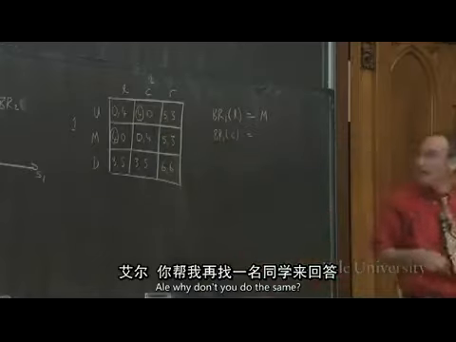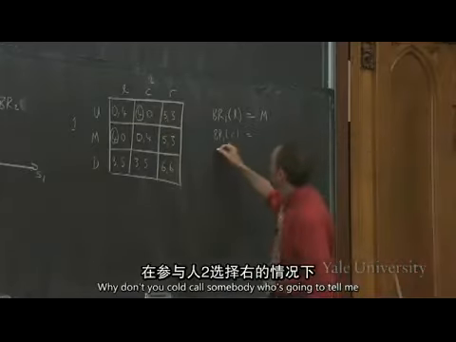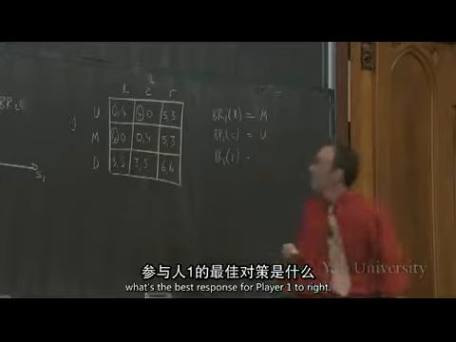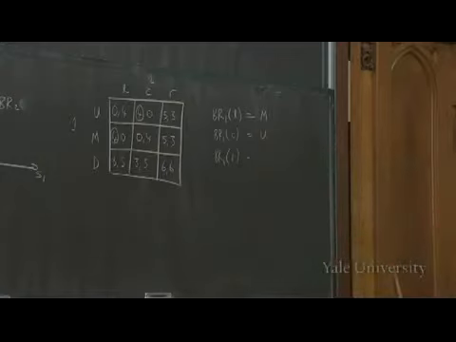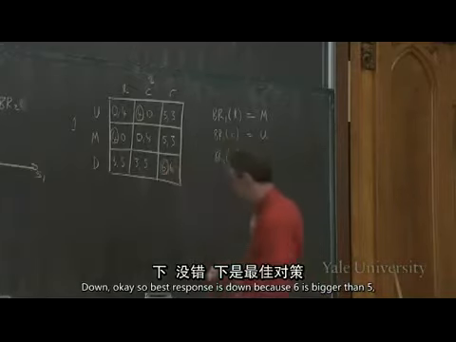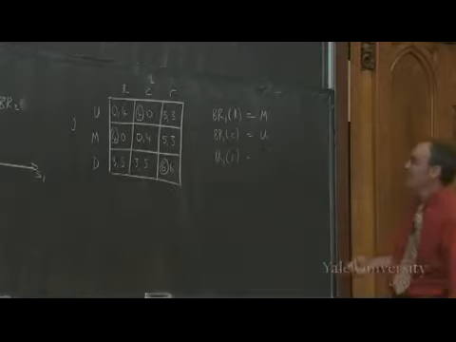All right, and Ali, why don't you do the same? Why don't you cold call somebody who's going to tell me what's the best response for player 1 to right? Down. Shout it out. Down. Okay. So best response is down because 6 is bigger than 5. Okay. All right.